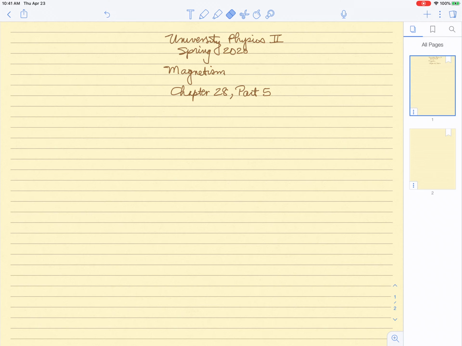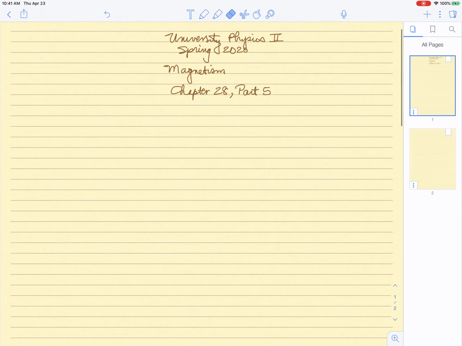So next, we know that the magnetic force on a charged particle is given in magnitude by QVB sine of theta. The direction of the force is given by the right-hand rule. Okay, we spent the last 3 or 4 parts on exploring that.